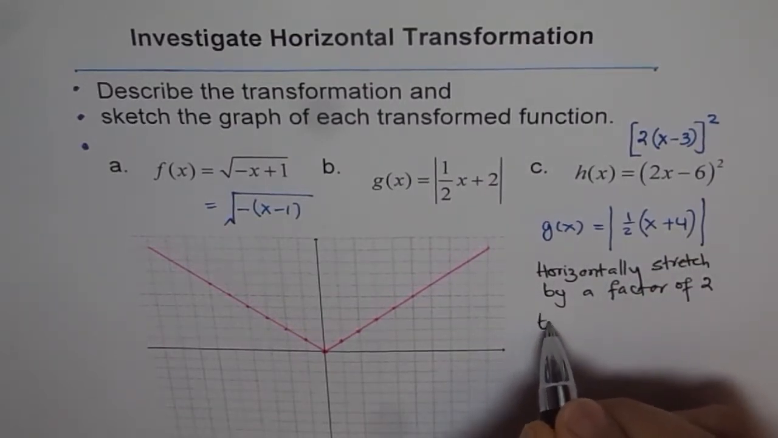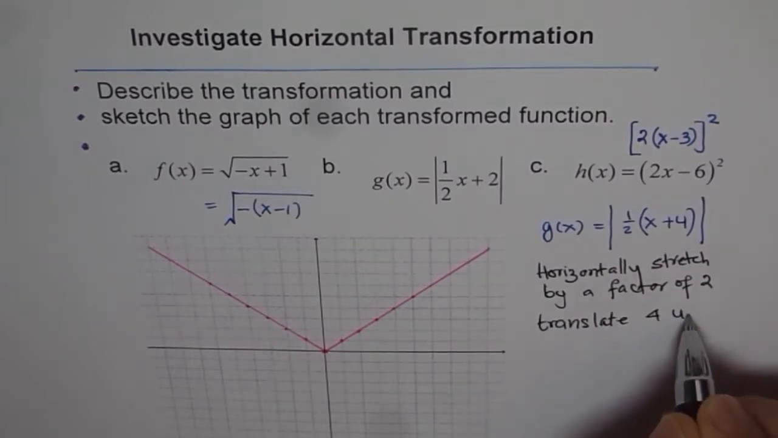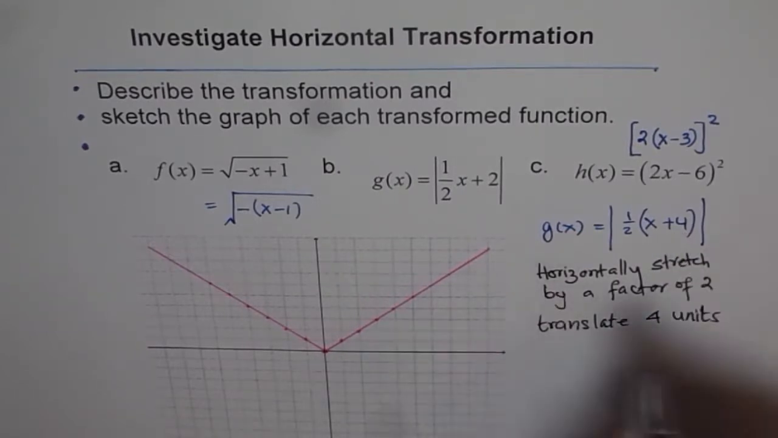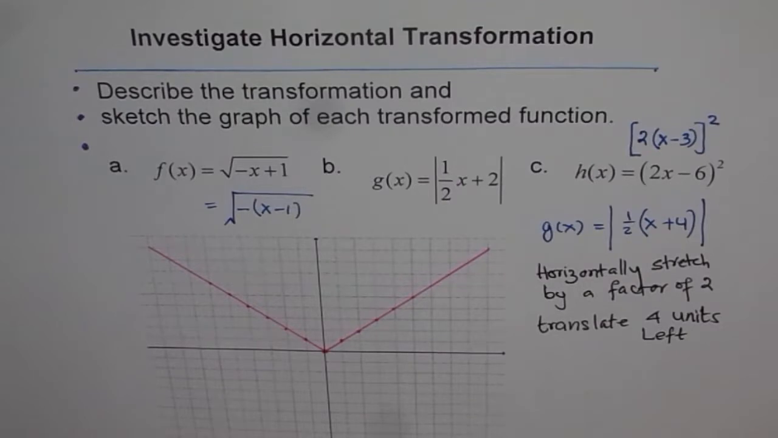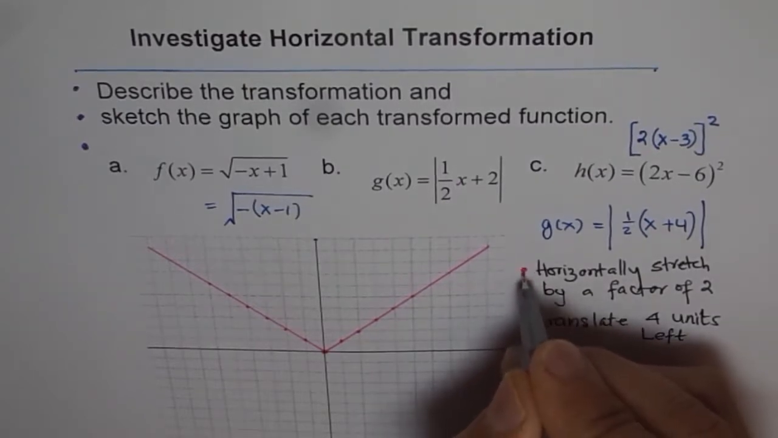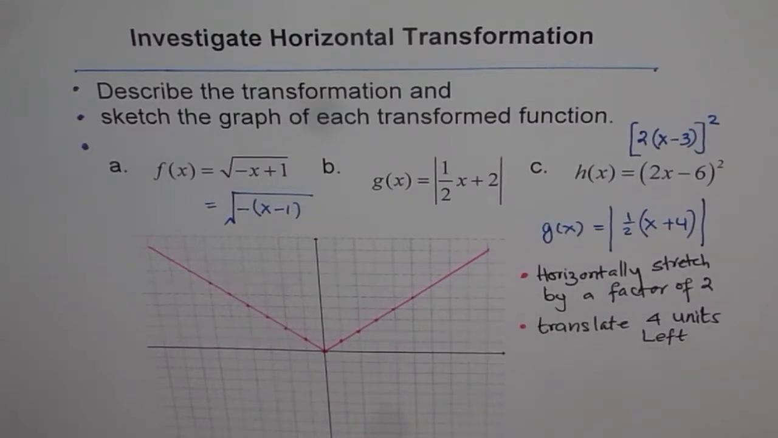So translate 4 units, I mean left. That is the transformation which you have for this function. If you do these two transformations, then you can get the result. So that is how it is.